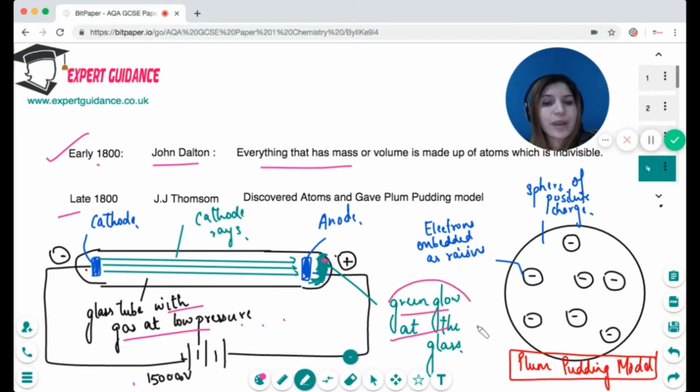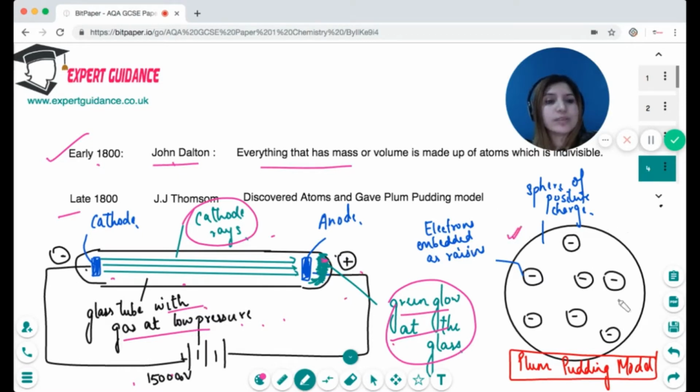And from where did the green glow come? It came from the rays that were given out of the cathode. Now, he called these rays the cathode rays, and as they were coming towards the positive terminal, he concluded that these are the negative rays which are coming out of the gas atoms which are present in this glass tube. So he discovered that atom can further be divided, and it has negative and positive charged subatomic particles. On the basis of that, he gave this plum pudding model.